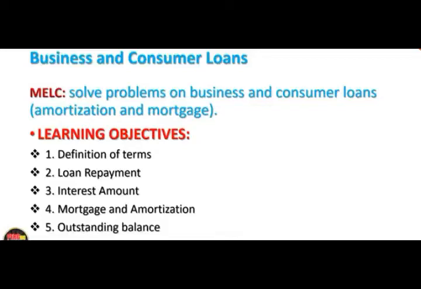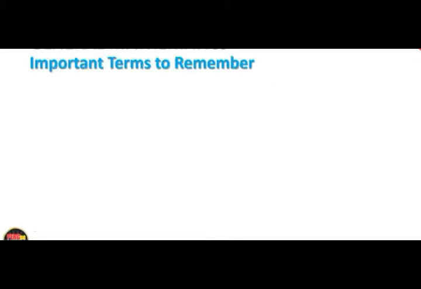In this video, we will solve problems on business and consumer loans, specifically for amortization and mortgage. All throughout this discussion, we will give importance to the definition of terms: loan repayment, interest amount, mortgage and amortization, and outstanding balance. These are the important terms to remember before we solve problems involving business and consumer loans.